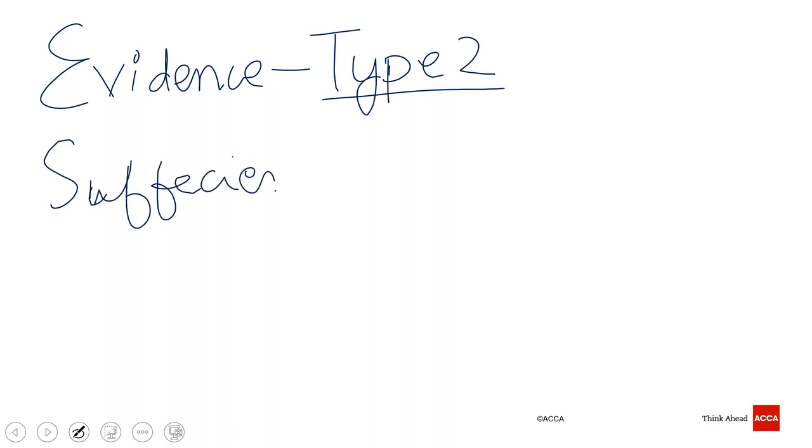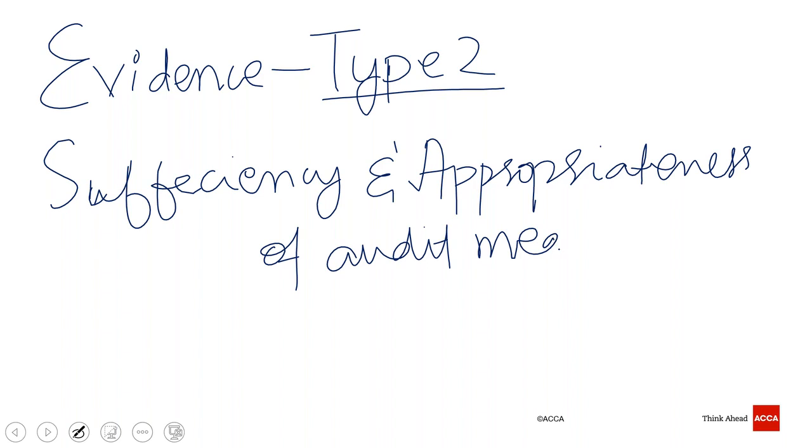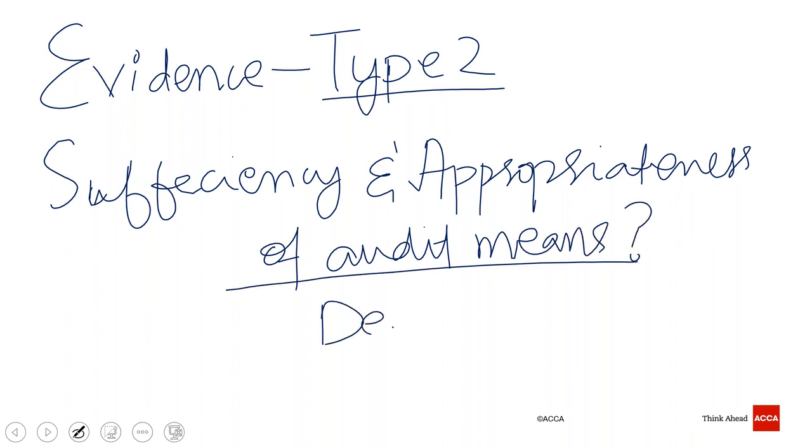I did mention that this type 2 is very important for the March 18 exams. So we made a list of what sufficiency and appropriateness of audit evidence means, and I hope you're clear on that list. We even started a question, December 16, question number 2. We were partly into that question when the session time ended. Now I hope we can do a quick recap, then come back to the December 16 question.